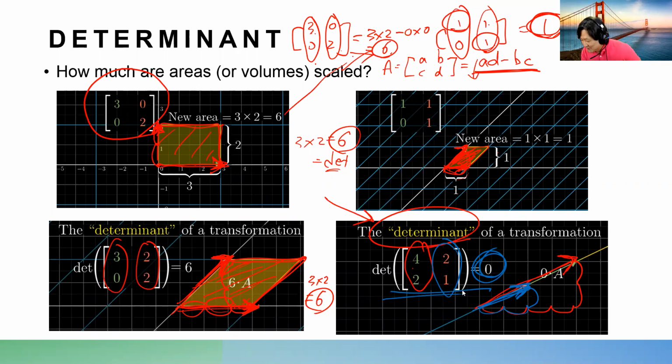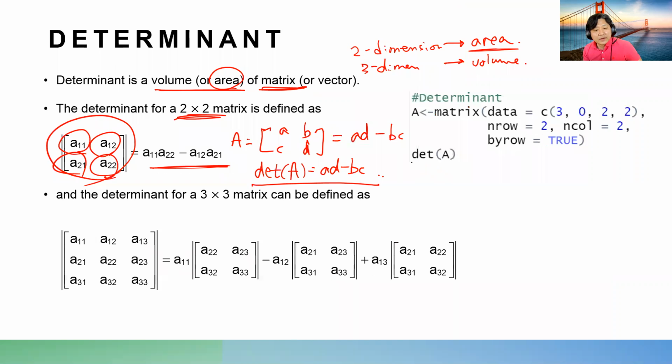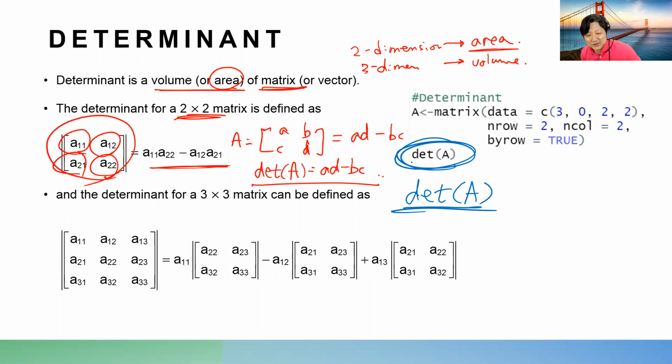So this is, if two vectors are on the same line, the area will be 0. So the determinant of this matrix will be 0. Okay, so we will use this concept later. Now, this is the determinant code in R. It's very easy. You can very easily compute the determinant, but the more important thing is to understand what the determinant is.